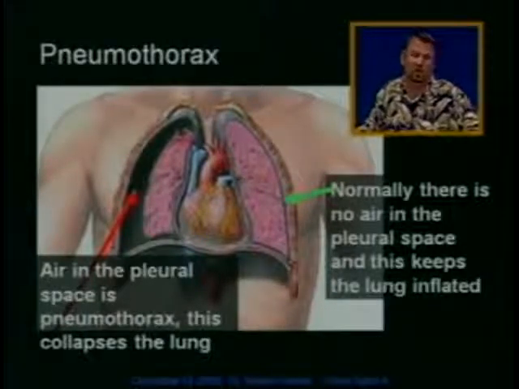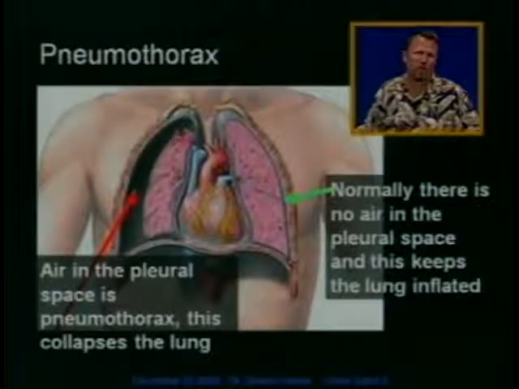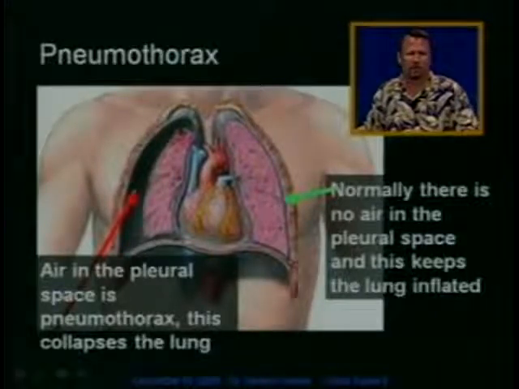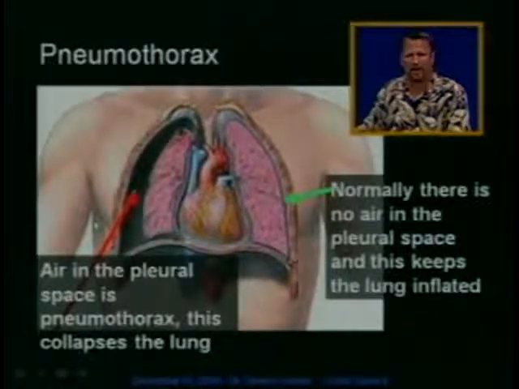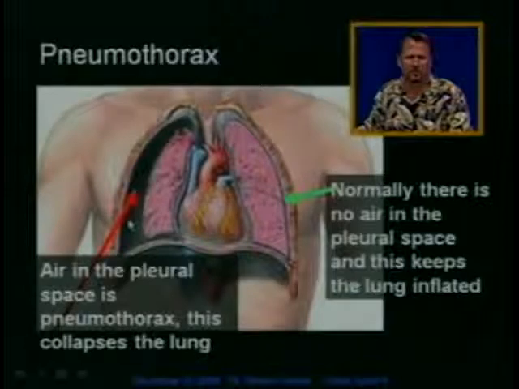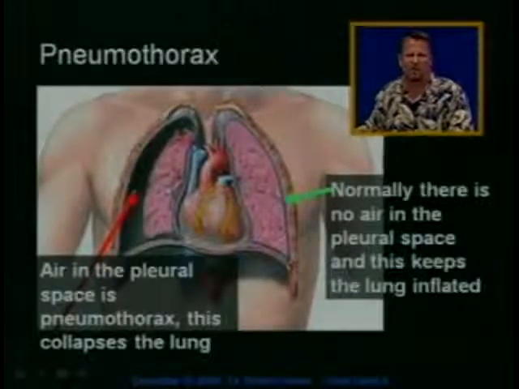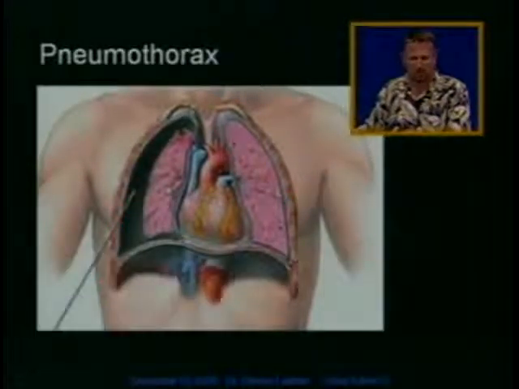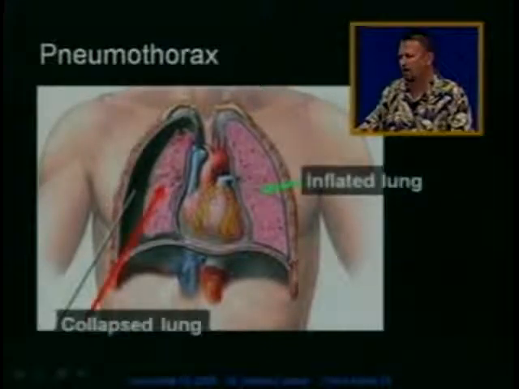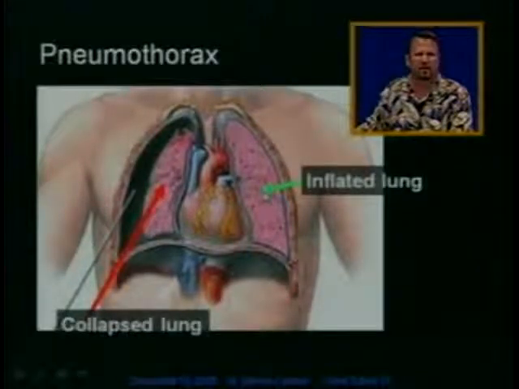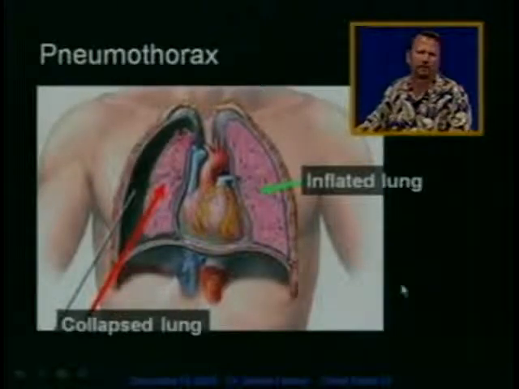But if air, for some reason, gets into the pleural space, this can collapse our lung. We can see our lung has collapsed because some air has gotten into the pleural space. And this is called pneumothorax. Pneumo, air, thorax, the chest. All right. So air in the pleural space is pneumothorax. And this collapses the lung, and we'll talk more about that. And notice the inflated lung, the collapsed lung. We're going to look at some x-rays here in a second of all this.